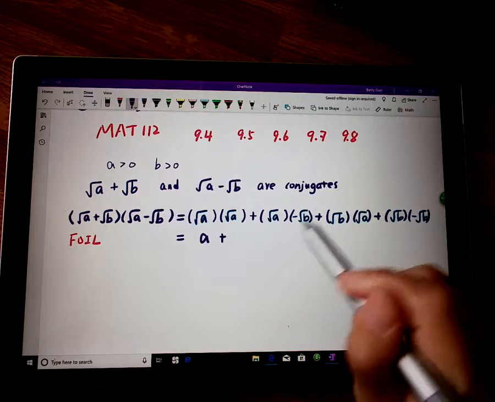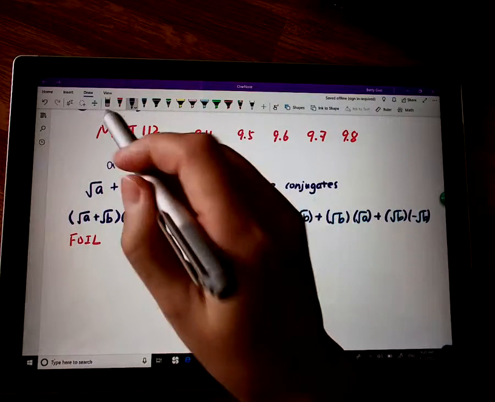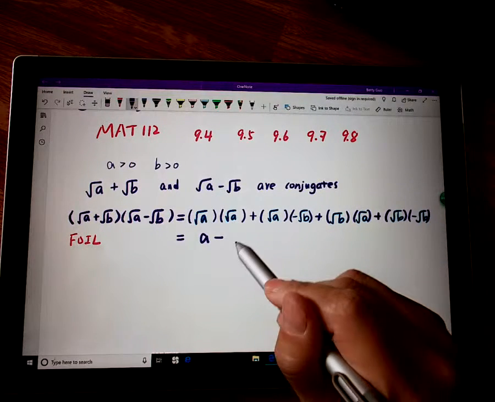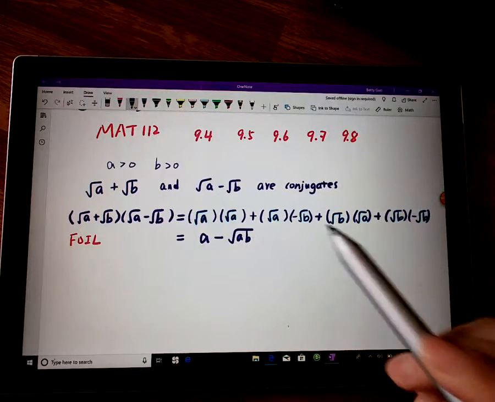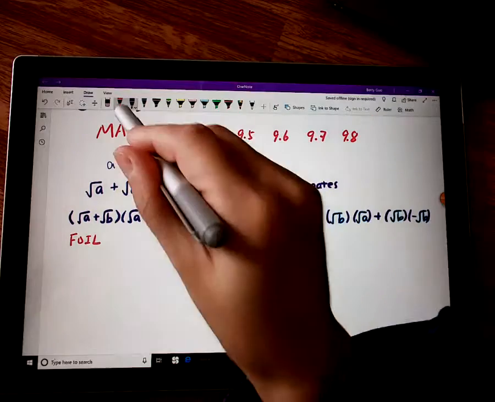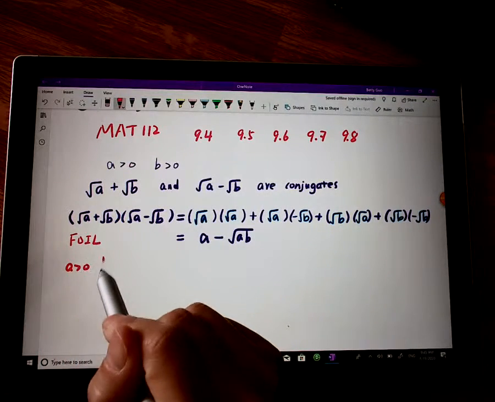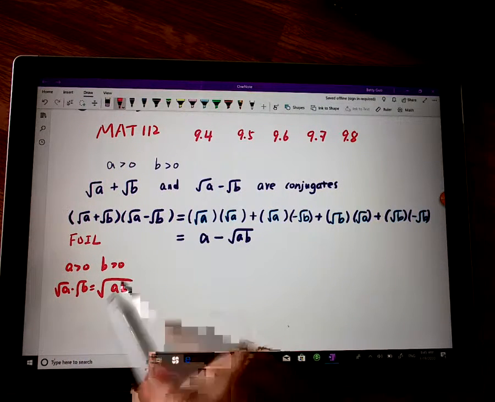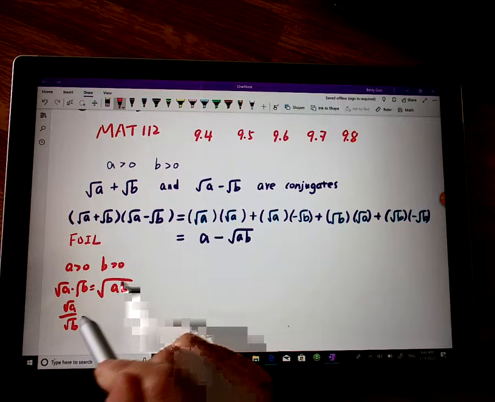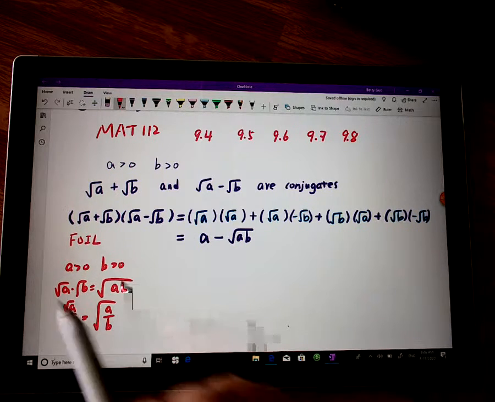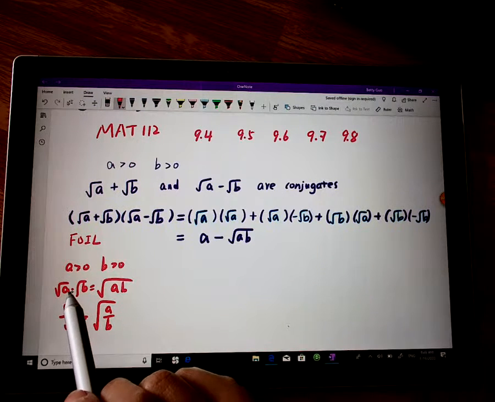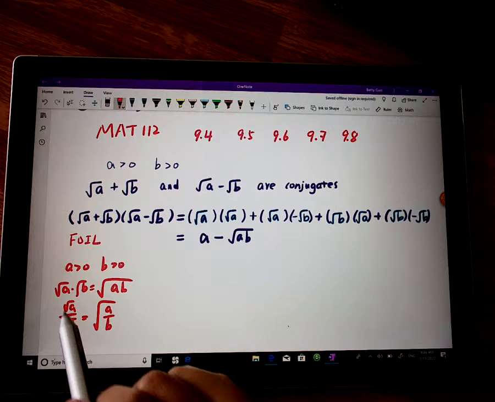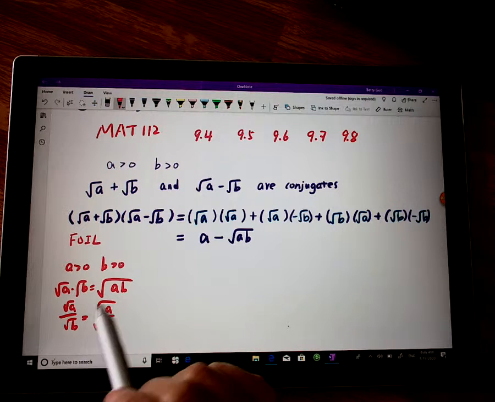Root A times negative root B. Positive times negative. So we're going to have a negative here. Root A times root B is root AB. We have that formula also from last class. If both A and B are positive, then root A times root B is root AB. Root A divided by root B is the square root of A over B. We have this described as the product of square roots equals the square root of the product. And this one, the quotient of square roots equals the square root of the quotient.